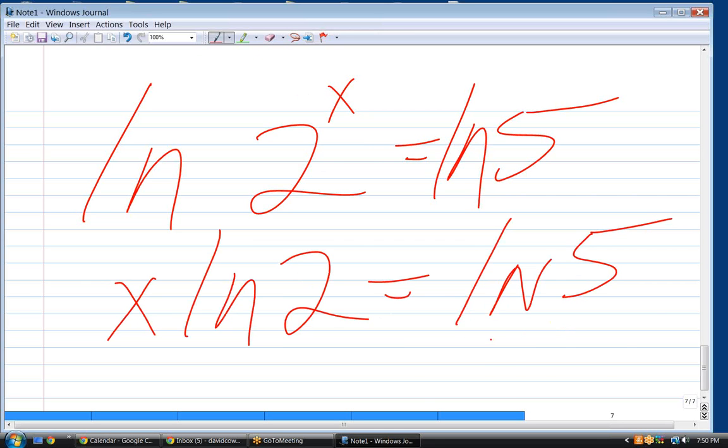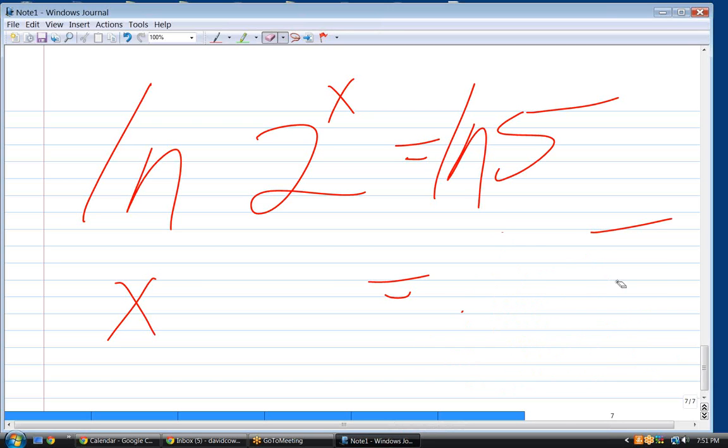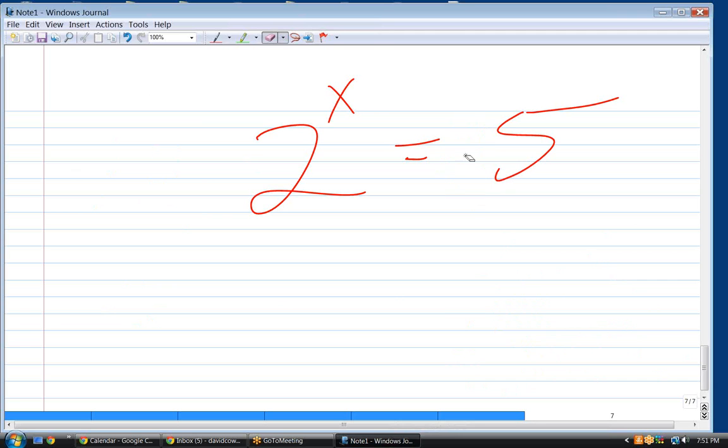And now I divide both sides by natural log of 2, and there's my answer. X would be natural log of 5 divided by natural log of 2. And again, that's just a number you can get out of your calculator. But that is the beauty of logarithms, is it allows you to solve hard exponential problems like this.